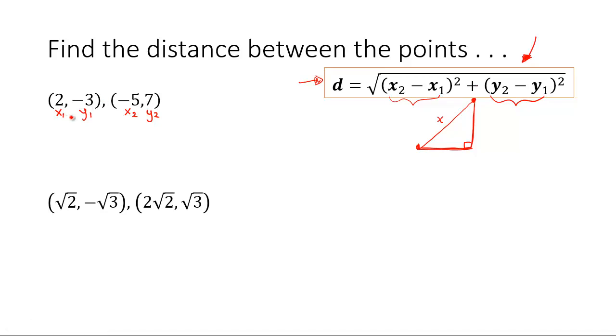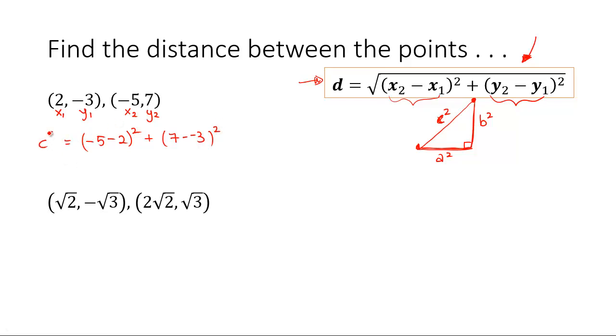So to find the distance between the x values, the x value distance will be -5 minus 2, or 2 minus -5, and that distance will be squared, as in a squared plus b squared is going to be your c squared. And that's where this formula is coming from. So just keep that in mind when you're doing it. Now the y distance is 7 minus -3, and we square that.